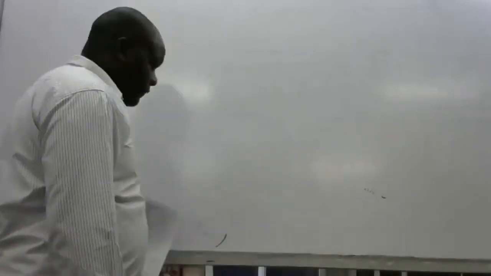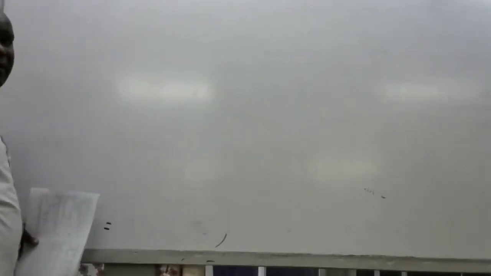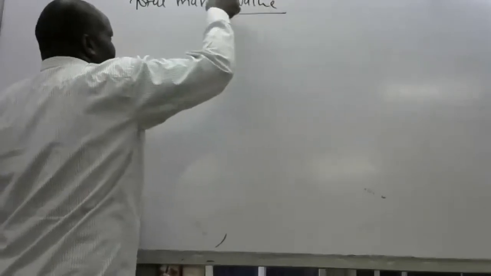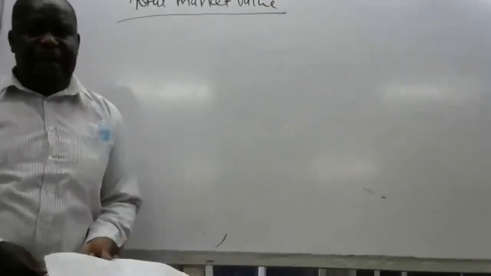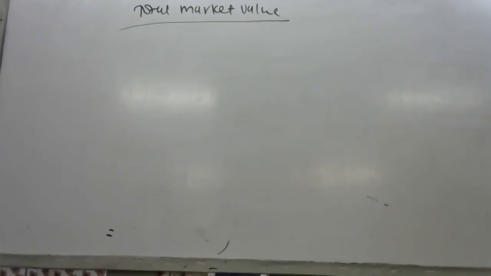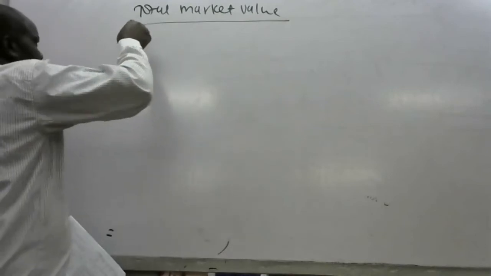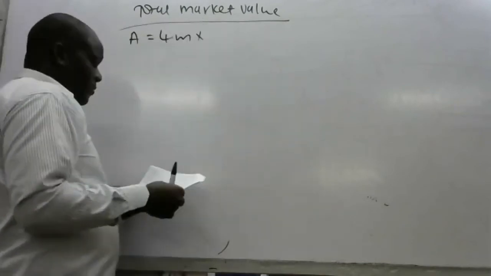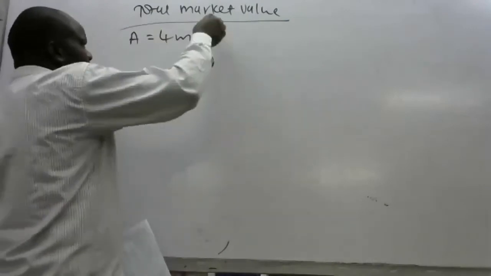We now check the one for the overall. When it comes to the overall or the combined, so first we get the total market value. When you want to compute the total market value, we start with A. So A, the number of the shares given were 4 million, then multiplied by market price per share, which was 15.